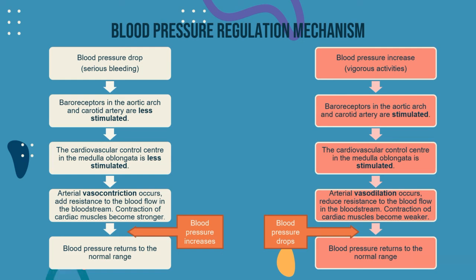Or the contraction of the cardiac muscle becomes weaker. And then what happened? The blood pressure will slowly drop, because the cardiac muscle contracts and relaxes slower. And the blood pressure returns to the normal range. Okay, so these are referred to as the homeostasis process that occurs when our blood pressure increases, especially during vigorous activities.